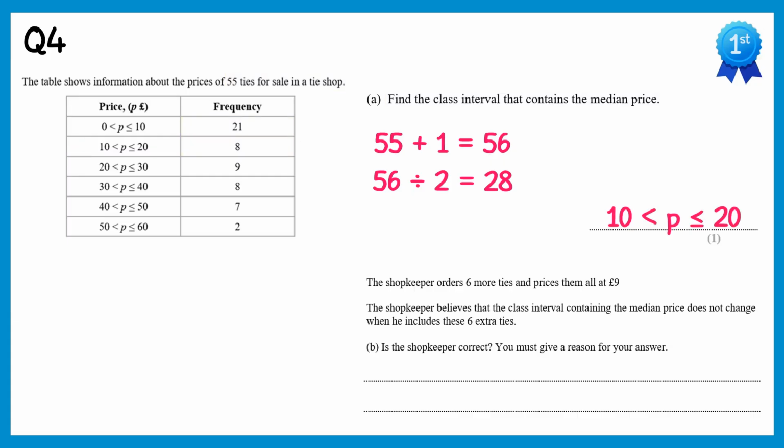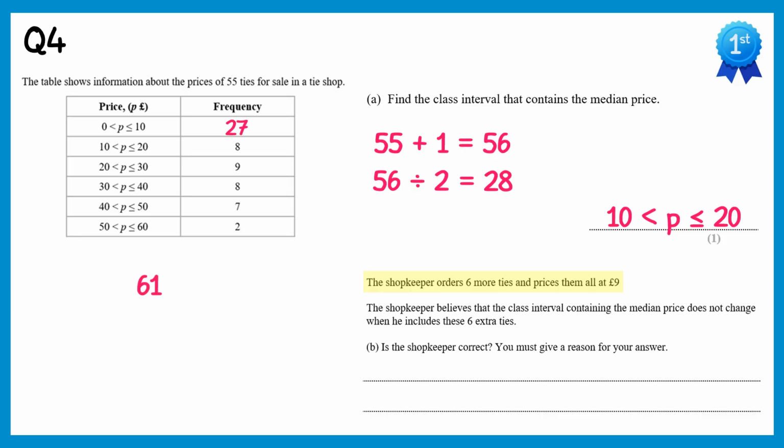For the second part of the question, we're told the shopkeeper orders 6 more ties and they're all priced at £9. This means they'll all fall into that first category from 0 to £10. So instead of there being 21 ties in there, we can remove that and replace it with 27. Now when we come to find the median, we've actually got a greater total number of ties. We had 55 before, but now we've got 6 more, so that's actually 61 ties.